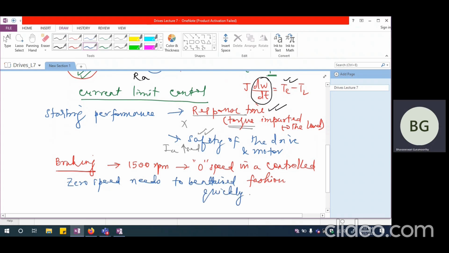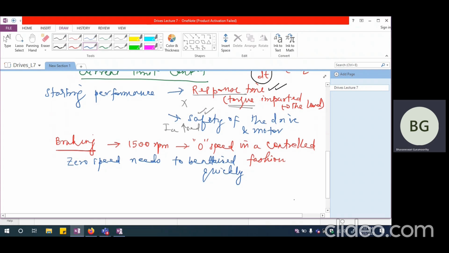In which case, you might have to develop a torque in the opposite sense, so that d omega by dt is very, very fast. So this is going to be (TE minus TL) divided by J. If I develop a TE also in the reverse sense, a negative torque, then I will have a very fast retardation taking place. Again, to develop a large negative torque, I might require a large armature current or stator current.